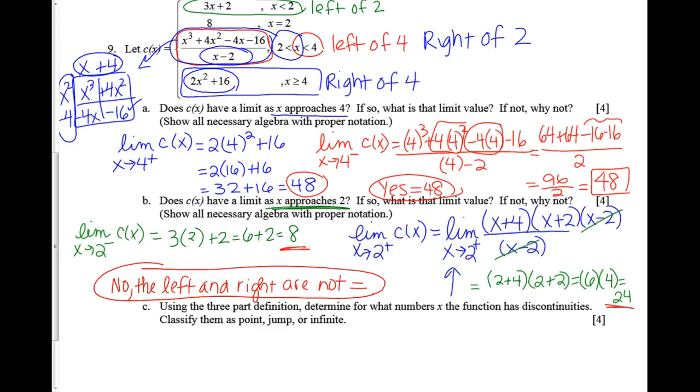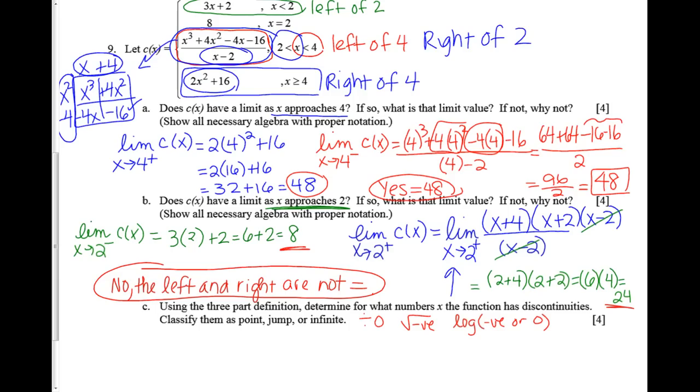Okay, so the final thing in part C is using the three-part definition of continuity, determine for what numbers x the function has discontinuities, and classify them as point, jump, or infinite. Well, where do we have problems? Things we have problems with in math: when we have division by 0, that's a problem. When we have the square root of a negative number, that gives us a problem. If we've got the log of a negative or 0, that gives us a problem. Or if we have the joint in a piecewise function, that would also be a problem.